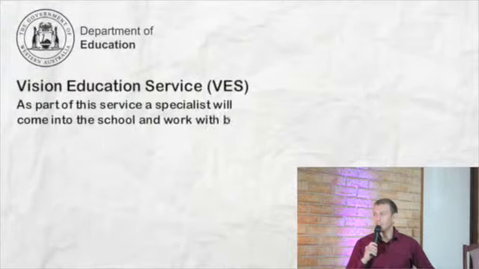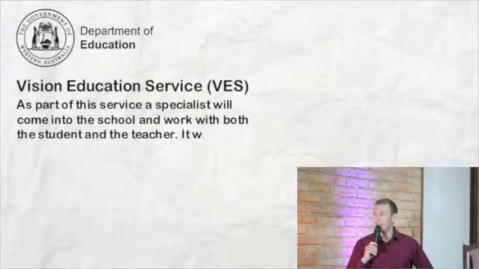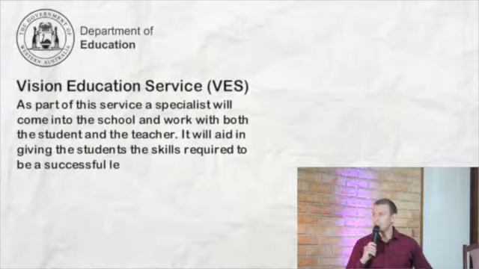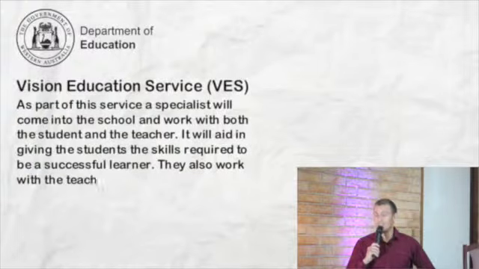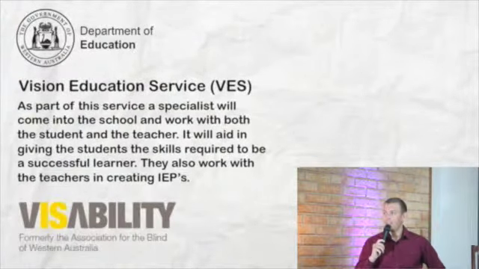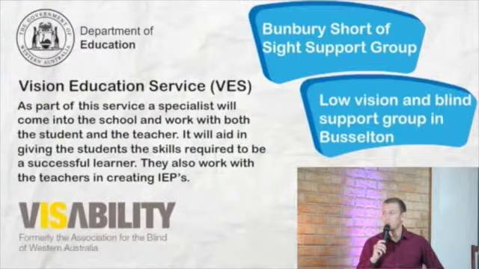As part of this service, a specialist will come into the school and work with both the student and the teacher. It will aid in giving the students the skills required to be a successful learner. It also works with the teachers in creating IEPs. Another service is Visibility, formerly known as the Association for the Blind of WA. Locally in the southwest, there are support groups in Bunbury, the Bunbury Short Sight Support Group, and in Busselton, the Low Vision and Blind Support Group.